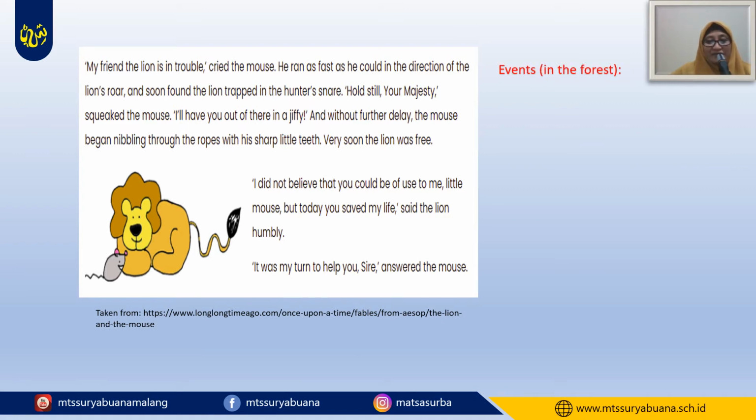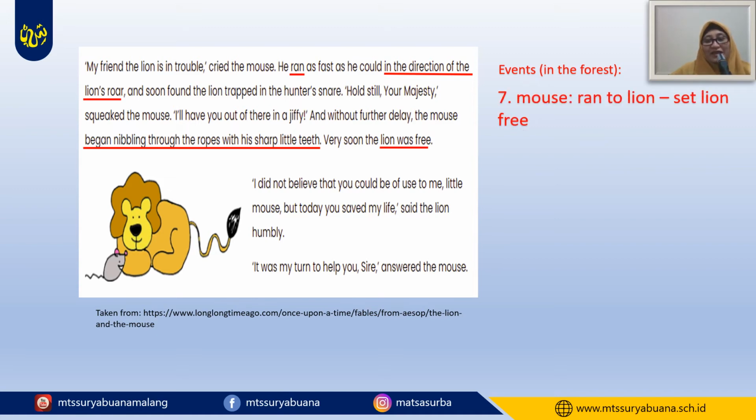Okay, from here, we can still conclude that the events happened in the forest. What happened? The little mouse ran in the direction of the lion's roar and began nibbling through the ropes with his sharp little teeth. So we can write down here, and the lion was free, right? So we can write down here: mouse ran to lion, set lion free.